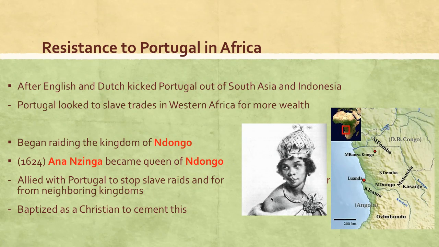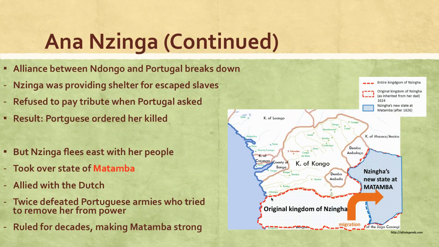Well, the Portuguese are going to betray her. The Portuguese are going to actually start to demand tribute from Ndongo. And then Anna Nzinga is providing shelter for escaped slaves. They can't have this, and so the Portuguese are going to order her killed and removed from power. Anna Nzinga is going to flee to the east with her people into the state of Matamba, where she takes over there. And then, seeing an opportunity, she allies with the Portuguese's biggest rival, the Dutch, and they're going to use the Dutch and ally with the Dutch to fight against the Portuguese.